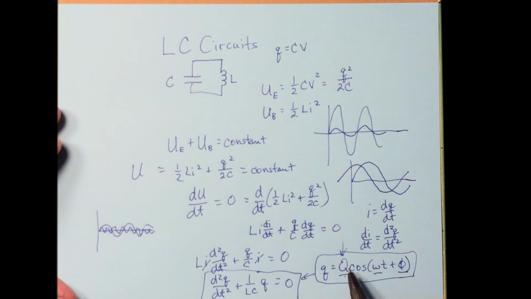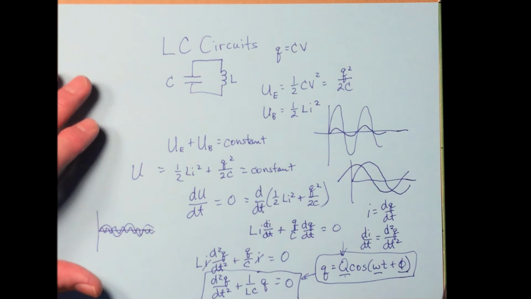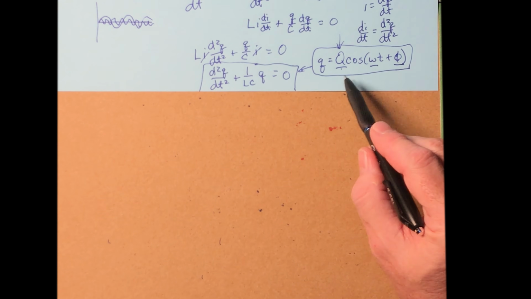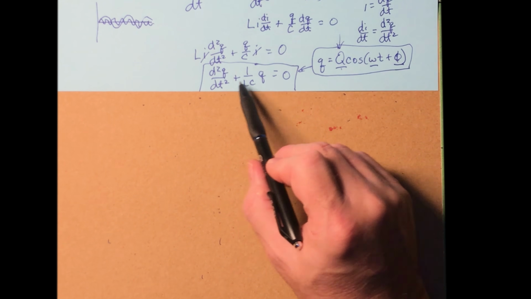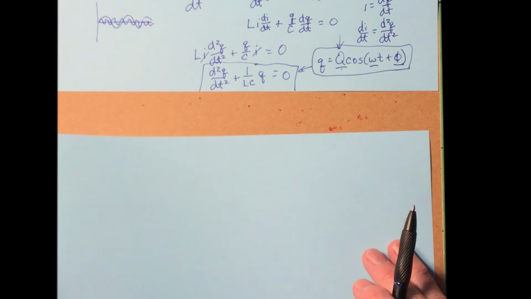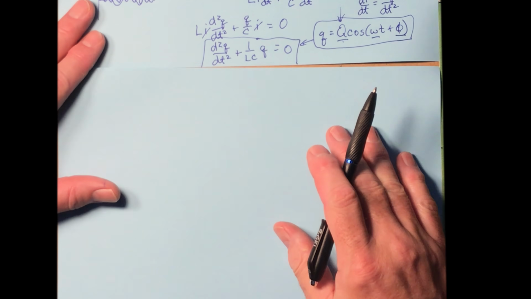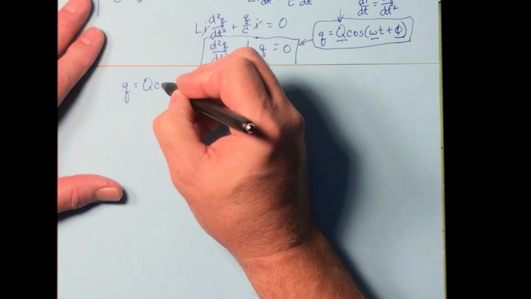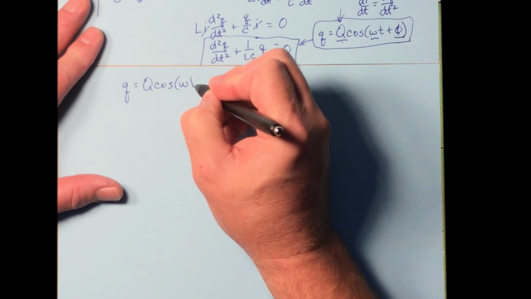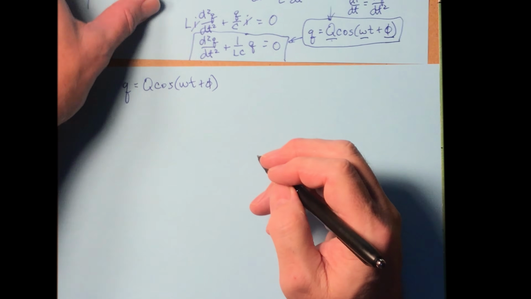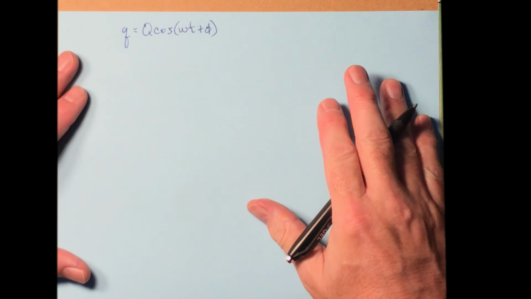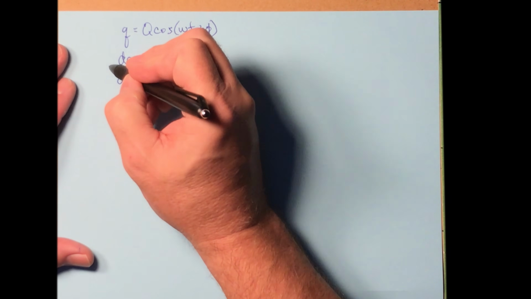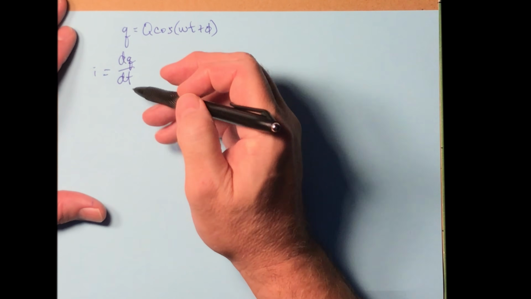Now, I have said that this is a solution to our second order differential equation. Let's prove that, because if I take that function and take its second derivative and do this, then yeah, it should equal 0. So let's begin and just rewrite Q equals big Q cosine omega t plus phi. And now let's take a derivative of that. So the first derivative, dq dt, that's the current, but we're just taking the first derivative of it.